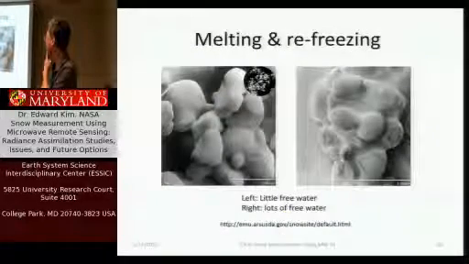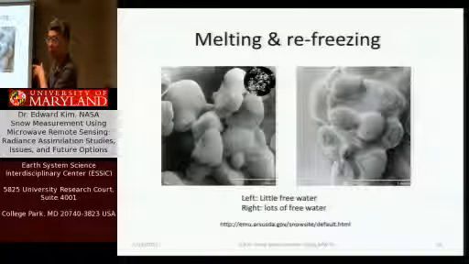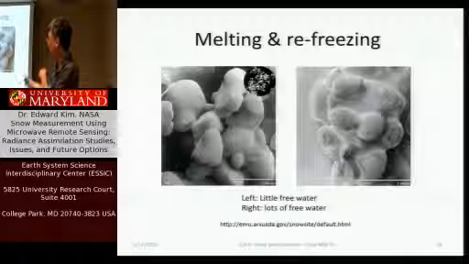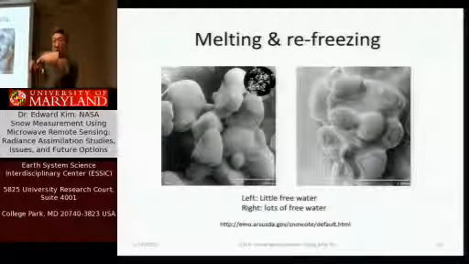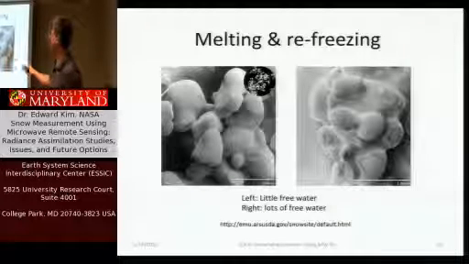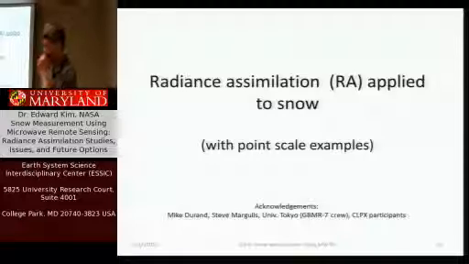This is what snow looks like after there's been some melting and refreezing. So you can see where the grains are joined by refrozen water, and you get this very characteristic looking condition. All right, so let me talk a little bit about radiance assimilation.